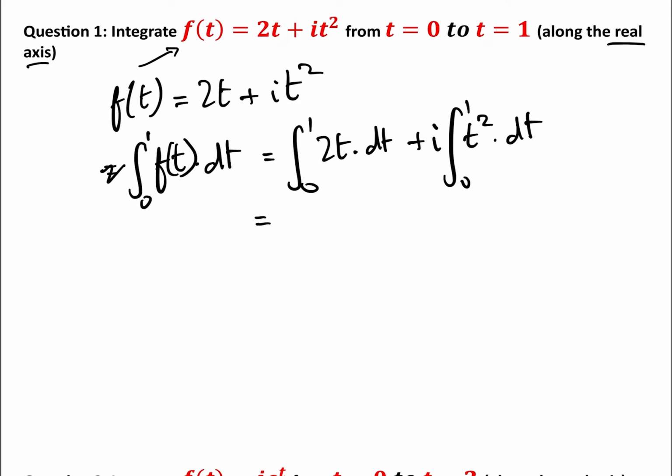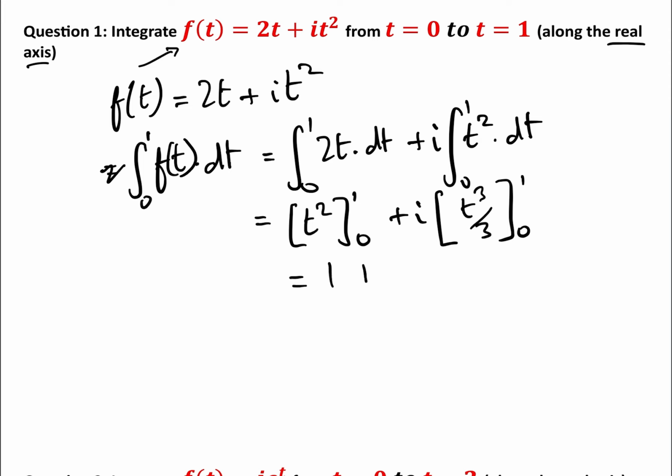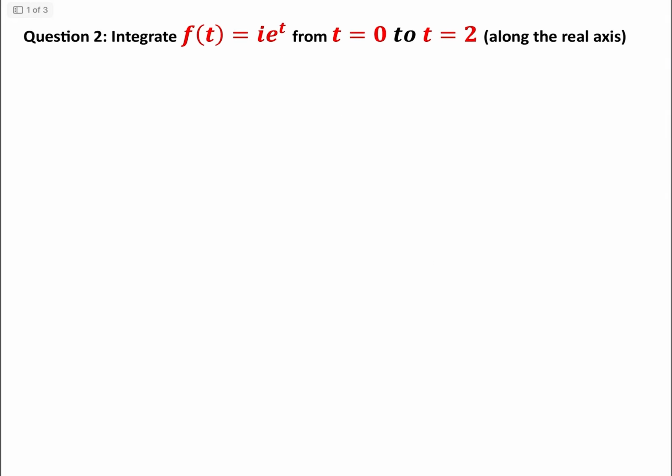So the integral of 2t is t squared between 1 and 0, add i times the integral of t squared, which is t cubed over 3 between 1 and 0, and that equals 1 add i over 3, as simple as that. And that is the answer to question number 1. Okay, so let's go straight on to question number 2. So pause the video if you wish to have a go at that.